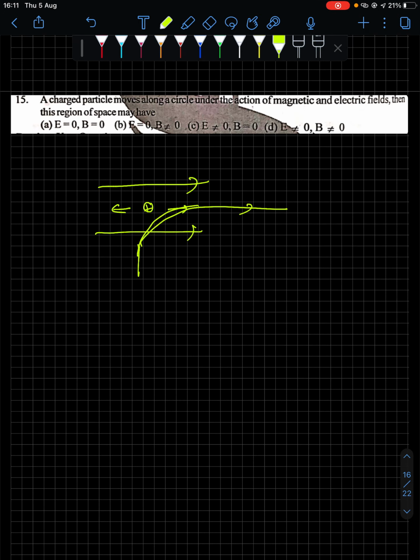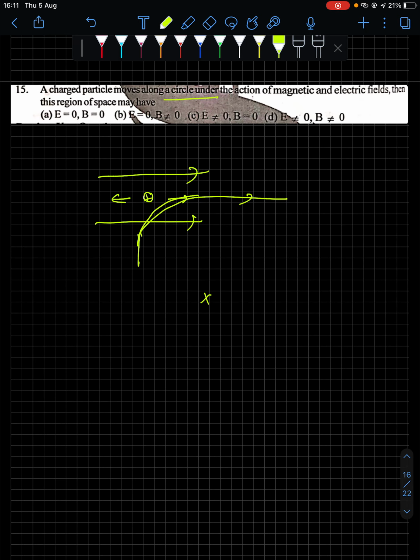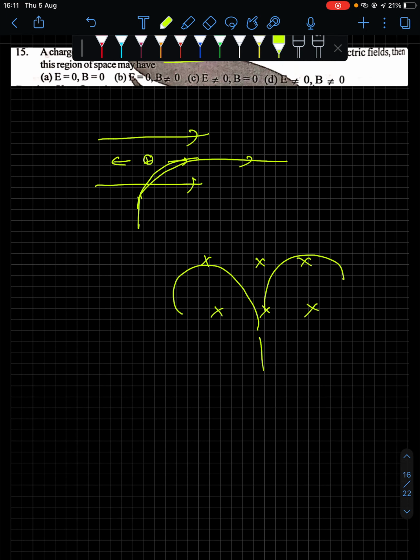Now in case of a magnetic field, for a charged particle to move in a circular path, if you allow the charged particle to enter perpendicularly, then the charged particle will describe a circular path. Depending on the positive or negative charge, it will go right or left. So for this situation, your E has to be 0, but B not equal to 0. Okay, so your answer is option number B.